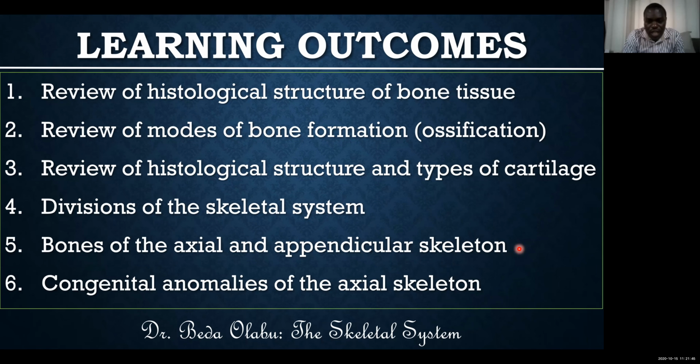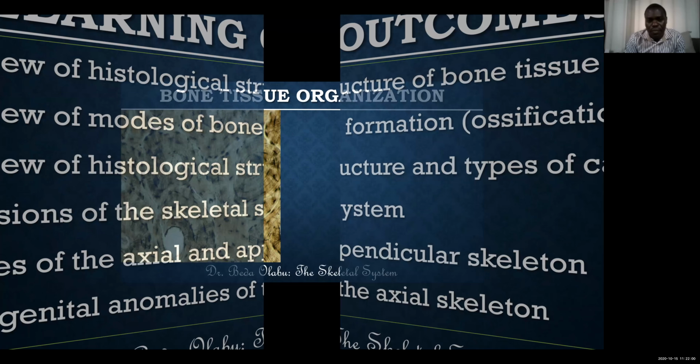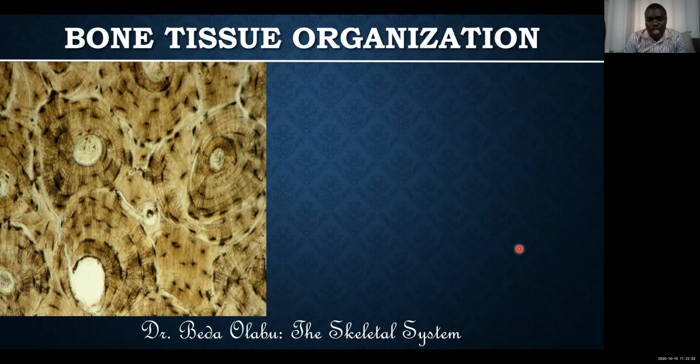So you realize that in this lecture, we are combining gross anatomy, histology, and embryology. And that's the essence of doing anatomy from a systemic perspective. You consolidate the three divisions of anatomy together. So in terms of bone tissue organization, these ones I'll be quick, the reviews, because we had done them before.